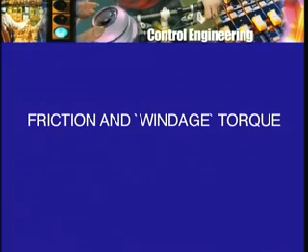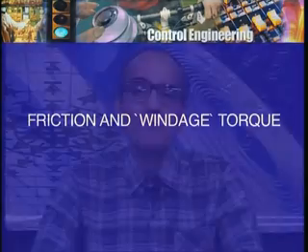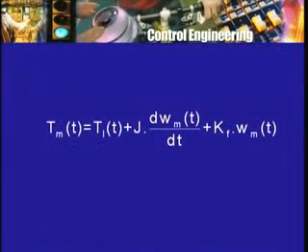So this windage plus friction in the bearings, again, it's not a bad approximation to assume that all of this is a torque which is proportional to the angular speed. And therefore, I'll use one more coefficient, Kf, F for friction, into omega. Omega is the angular velocity of the shaft. So this is the mechanical equation for the drive.